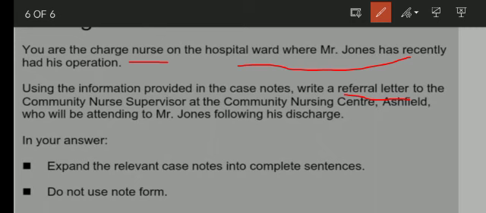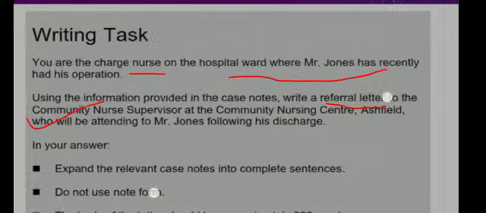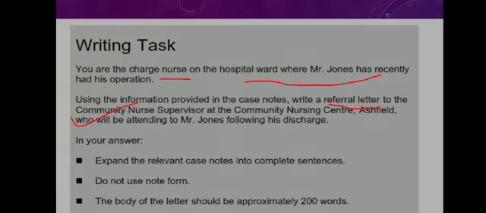And we are writing this letter to a community nurse supervisor at the community nursing center. So we are writing this letter to a nurse. From this task, we identified the patient name, our role, what type of letter it is, and whom we are writing it to. So first you should analyze all these things from your writing task.